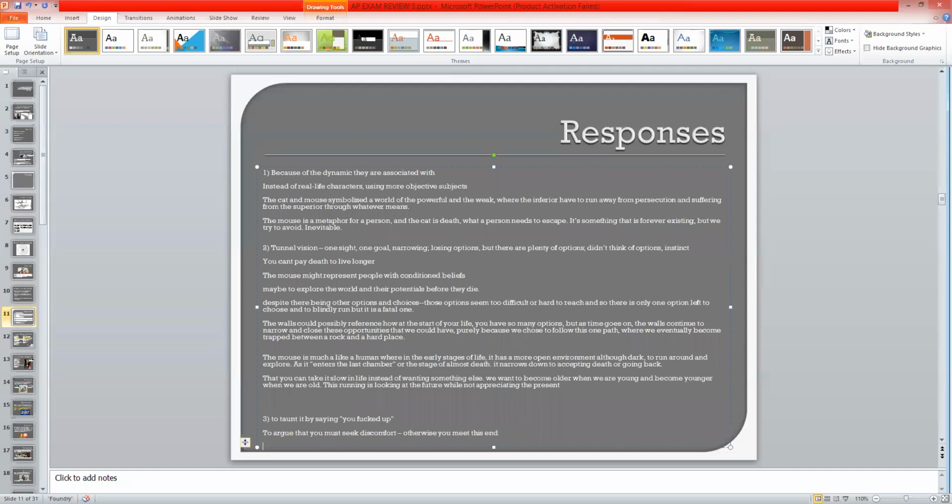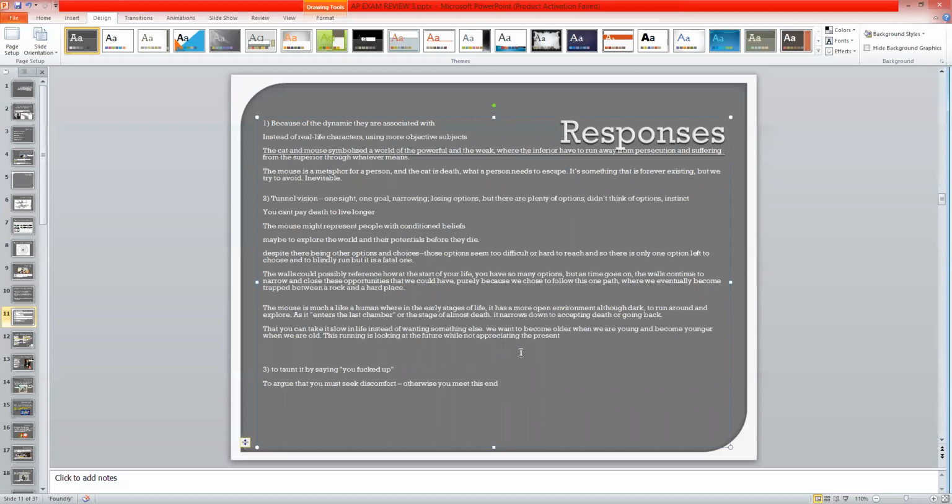I see Catherine's hand. Go ahead. I thought it was symbolism for how, at the end, there's the cat and then it eats it, because it's symbolism for how short life is, and then you don't realize how you could live it until you're almost dead.